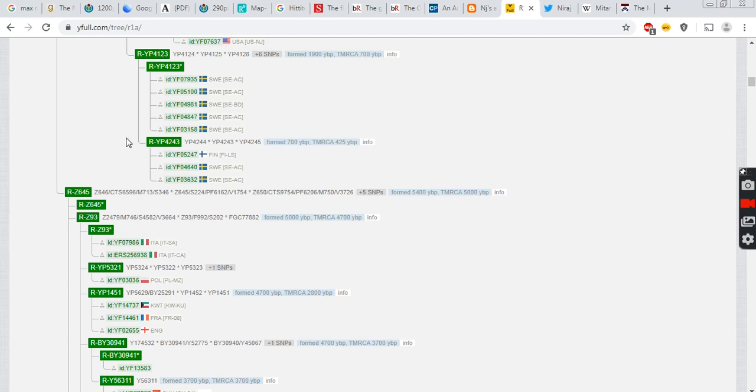But the point is that we don't have that many samples from India yet. Our climate is not very conducive to preserving DNA, and more than that, I think we are not putting enough money into the research.